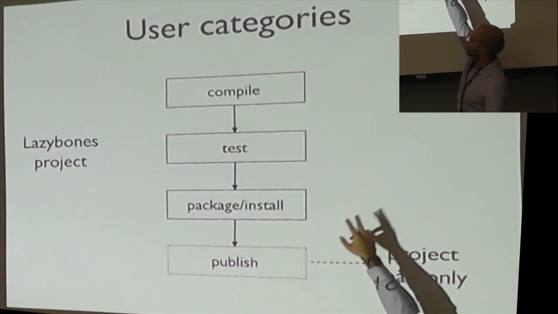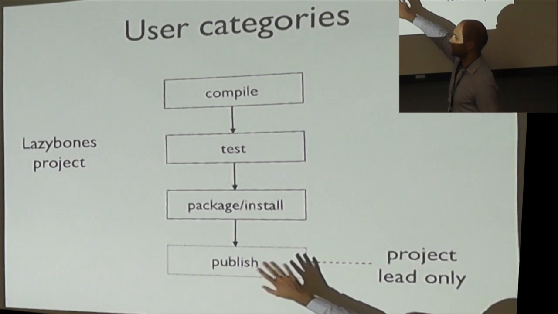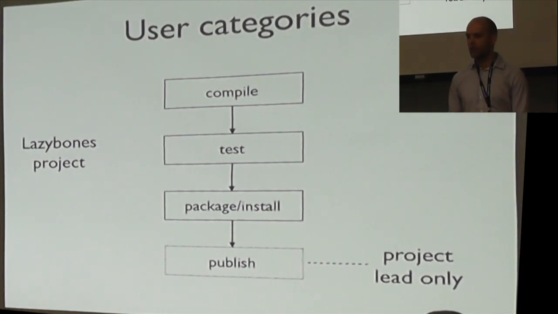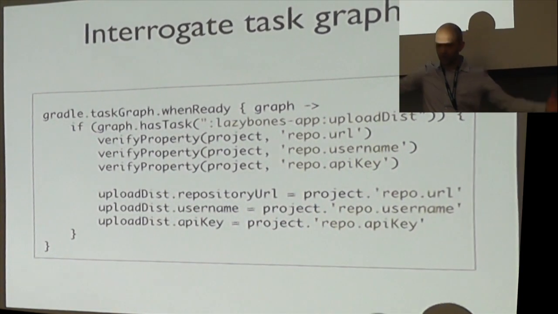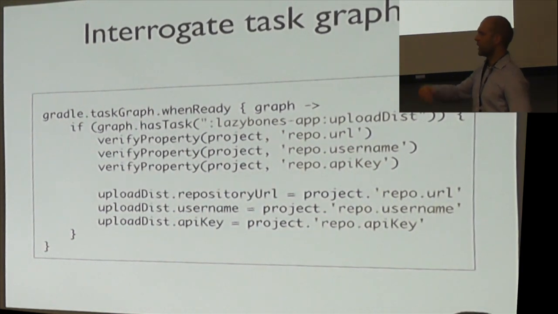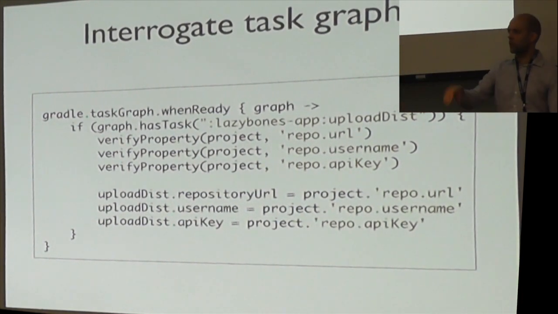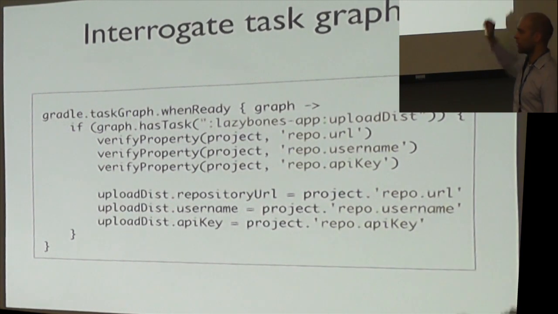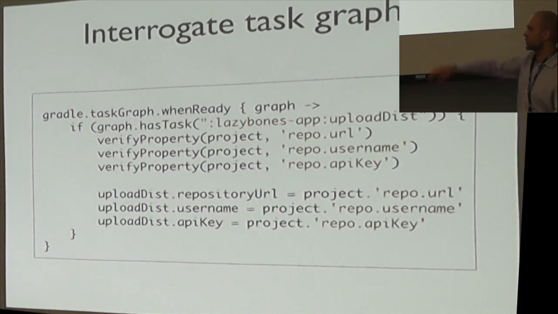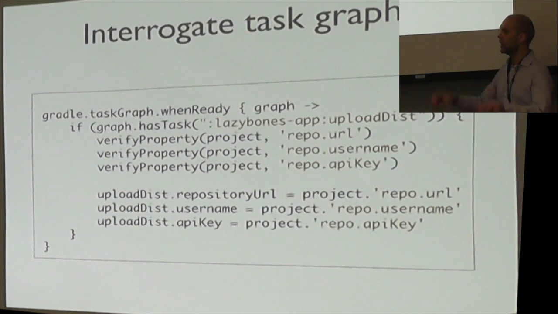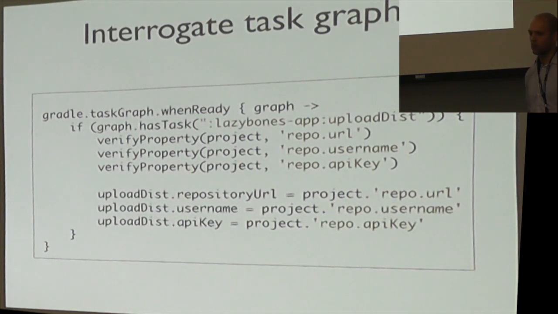In LazyBones, anybody can build it, compile it, package it, and install it locally and run it. But they cannot publish it. So I can very easily specify that once the task graph is finished, if somebody is trying to execute the publish tasks, then check whether they've got the credentials in order to publish it. So if you're not going to publish, you do not need to specify these credentials. It's absolutely not required. But if you do run the task, you do need these credentials, and I want the build to fail if you don't have those credentials. I want it to fail fast. So this is a very, very powerful concept in Gradle.